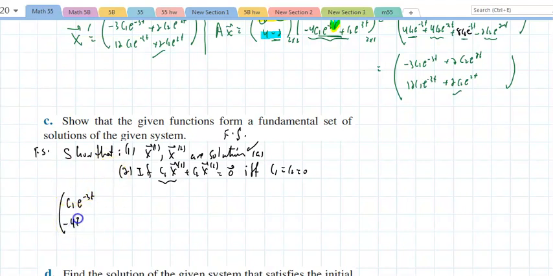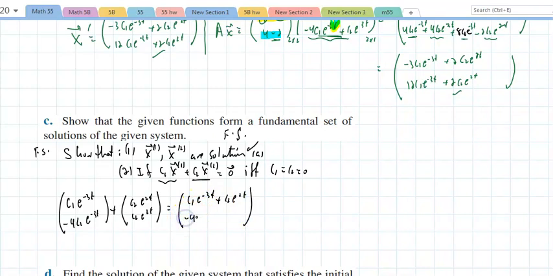that would be negative 4 c sub 1 e to the negative 3t plus c sub 2 times e to the 2t, and I say that will equal c sub 1 e to the negative 3t plus c sub 2 e to the 2t, negative 4 c sub 1 e to the negative 3t plus c sub 2 e to the 2t. So basically, this is right there, and this is right there. And if I set that equal to 0, 0, I need to show that c1 equals 0 and c2 equals 0.